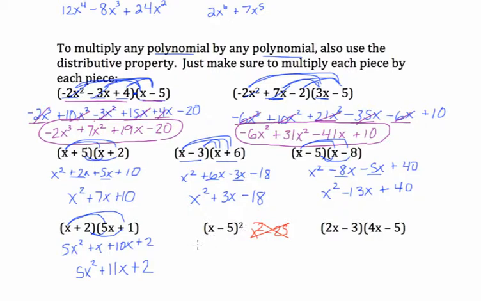What does it mean to square something? When you square something, you times it by itself. So we really have x minus 5 times x minus 5. This is a common mistake that students will make on this problem, by not remembering to write it out like this. Okay, next one.